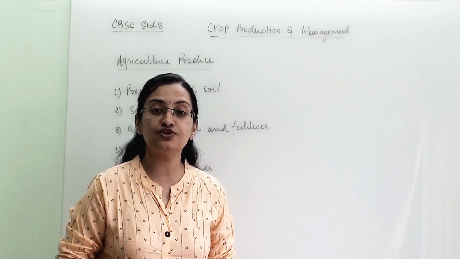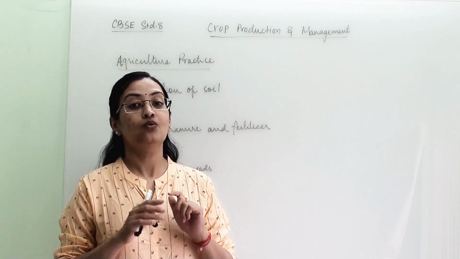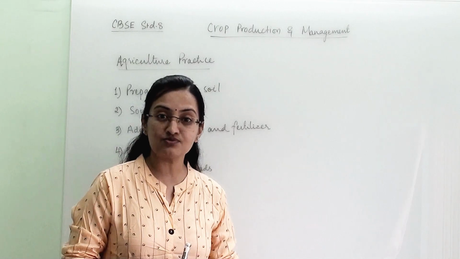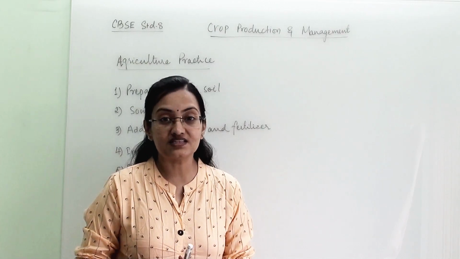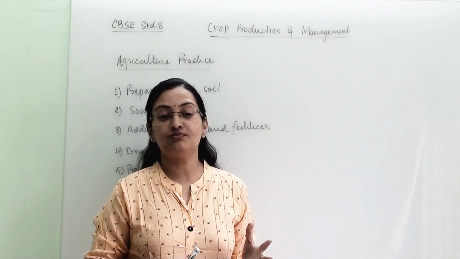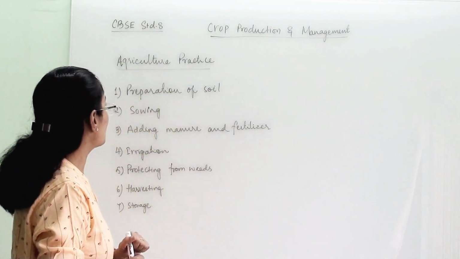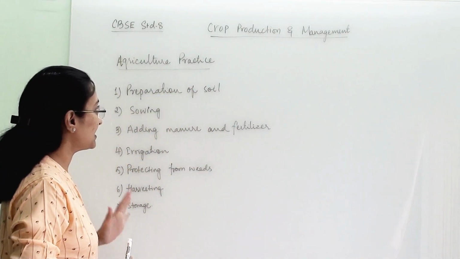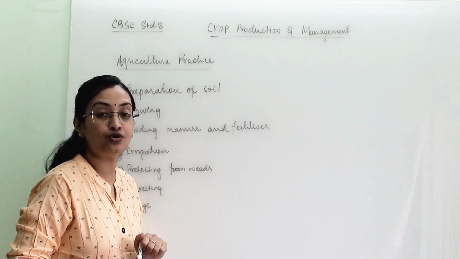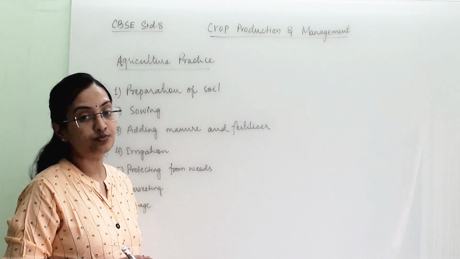In my previous video we discussed what crops are, what the types of crops are, and on what basis we categorize them into Rabi crops and Kharif crops. So here we are following certain agricultural practices so that our crop will be healthy and the yield will be good.